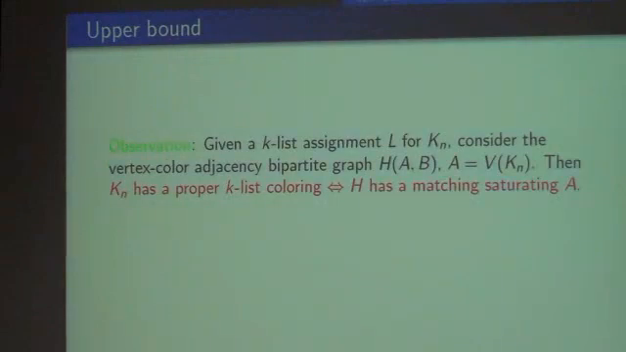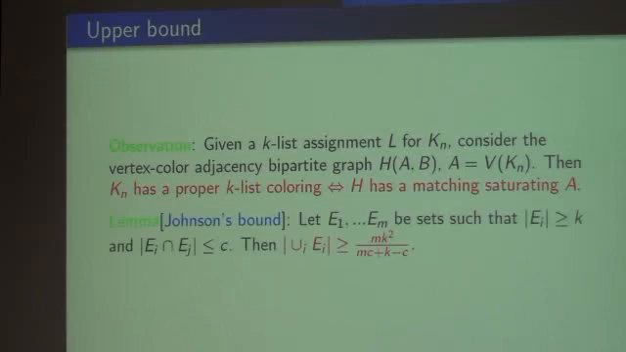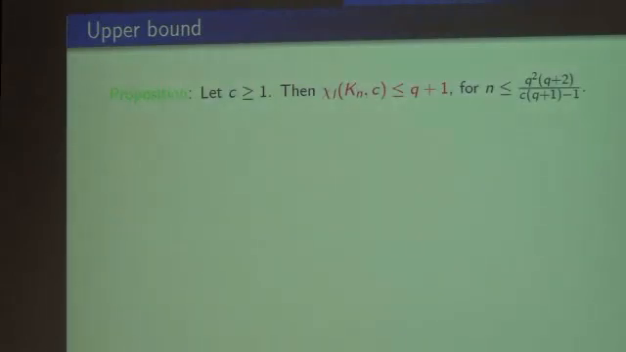One small other thing that we'll come across: Johnson's bound will be useful here while proving the upper bound. It's just that if you have M sets and each of them has size K, and each pair has intersection at most C, then the union has to be large, and it's at least that large. That's the Johnson's bound from set theory or coding theory. So we'll show that if n is at most that much, then chi_L of K_n, C will be at most Q plus 1.